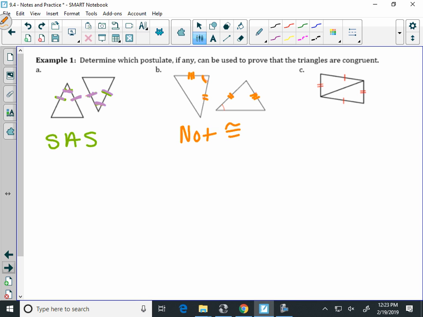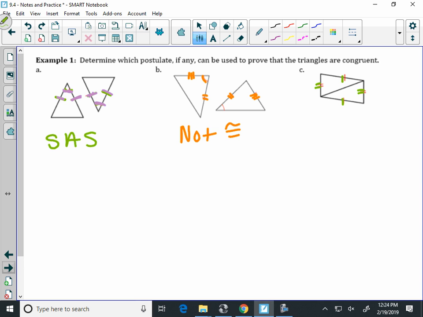Okay, not enough info to conclude that they're congruent. If we take a look at C, well, I have two sides here. Here's a side that are the same. Here's another side. Did they tell us if any angles were the same? No. Do we know if the third side's the same?